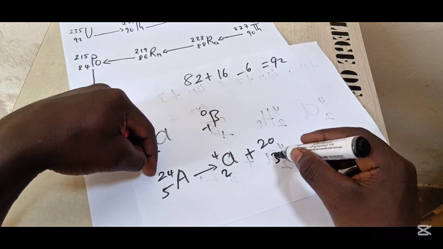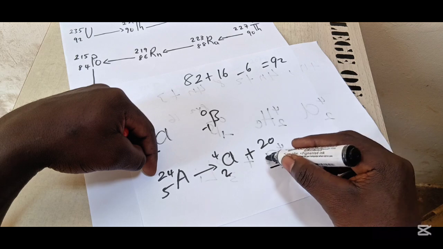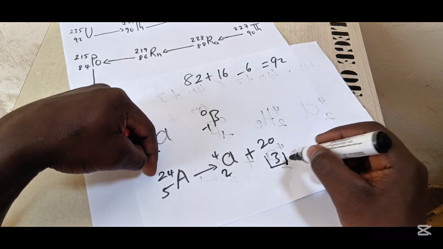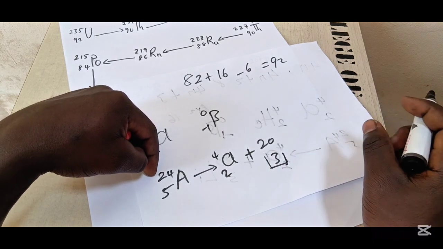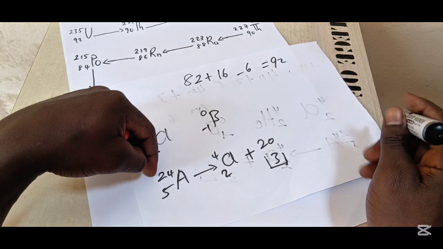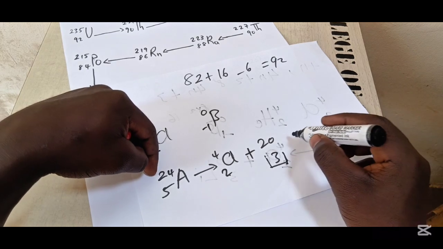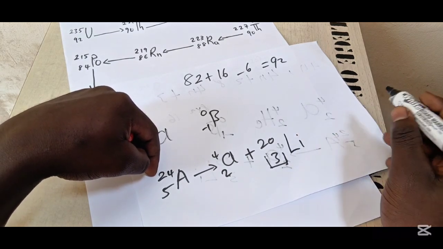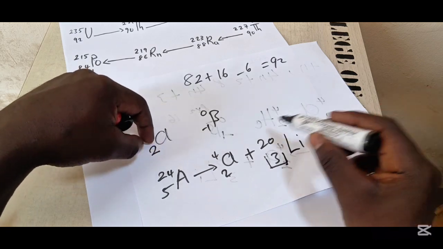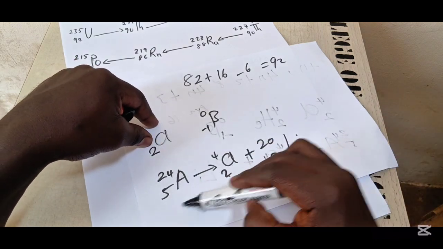Now, based on the atomic number alone, the proton number alone, we use the periodic table to identify what element is there. Looking at the periodic table, you can see that lithium is the element with atomic number 3. This is just for illustration's sake.